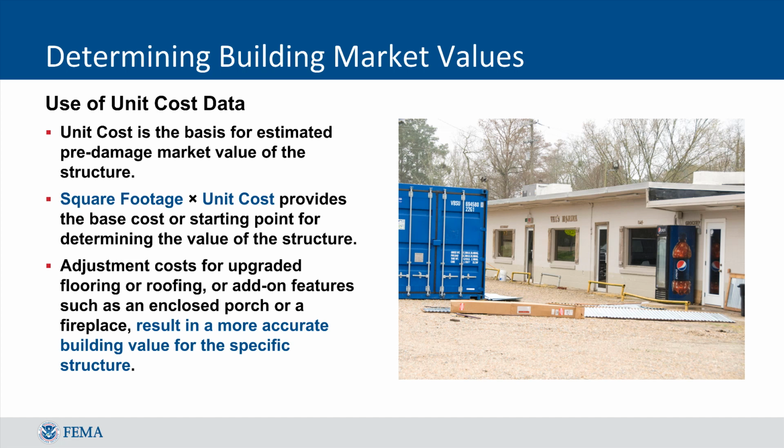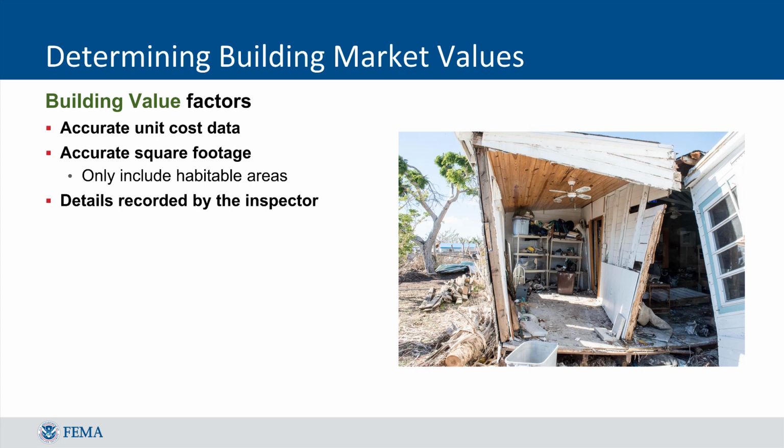The square footage multiplied by the unit cost provides the base cost or starting point for determining the value of the structure. Adjustment costs may be used for the unit cost data. This will result in a more accurate building value for that specific building. Unit cost data should be as accurate as possible. The square footage should only include habitable areas. The more detail that is recorded by the inspector will also make the unit cost data more accurate.